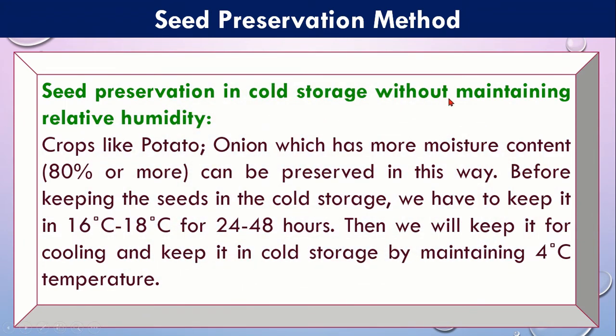Next, seed preservation in cold storage without maintaining relative humidity. This is the modern method. Crops like potato and onion, with moisture content of 80%, can be preserved in this way. Before keeping the seeds in the cold storage, we have to keep them at 16 to 18 degrees Celsius for 24 to 48 hours. Then we keep them for cooling and put them in cold storage, maintaining 4 degrees Celsius temperature. In our country, we have some cold storages for preserving potato and onion.